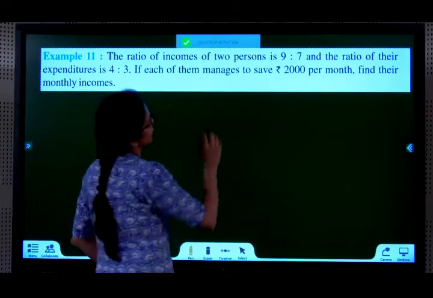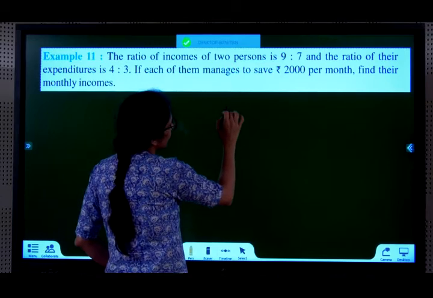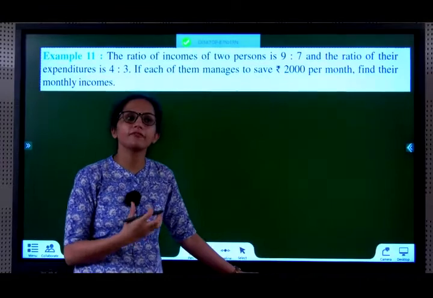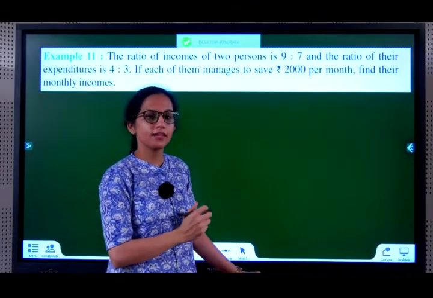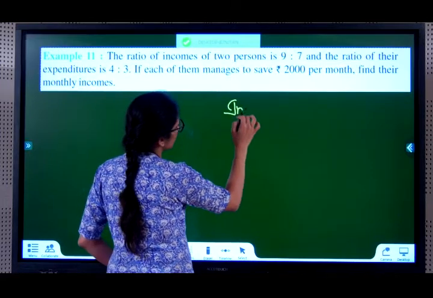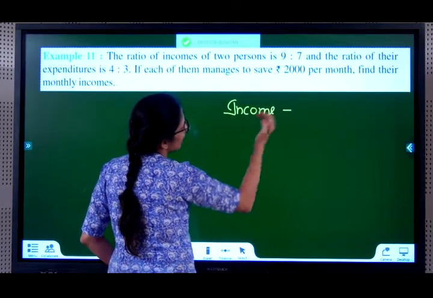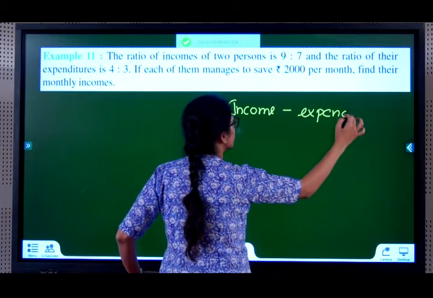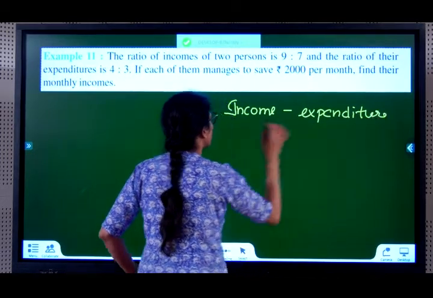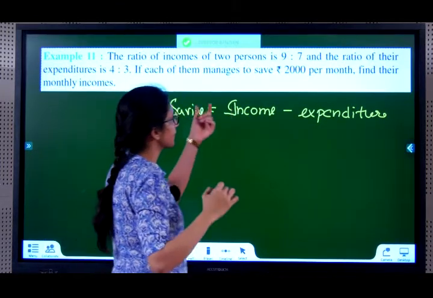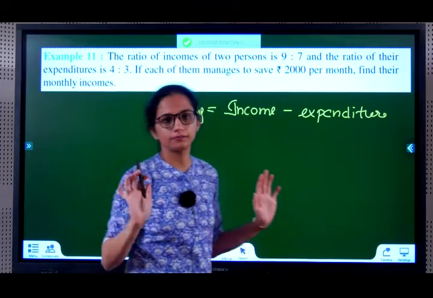First of all, saving. If I am getting 1000 rupees per month and I am spending let's say 400 rupees, how much will I save? 600, correct? So what did I say? You took your income 1000 rupees and from that you removed your expenditure. You got your saving, agreed? So saving is income minus expenditure.